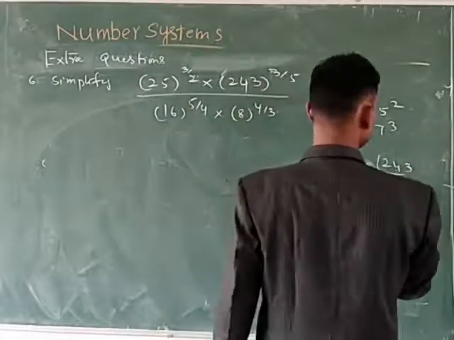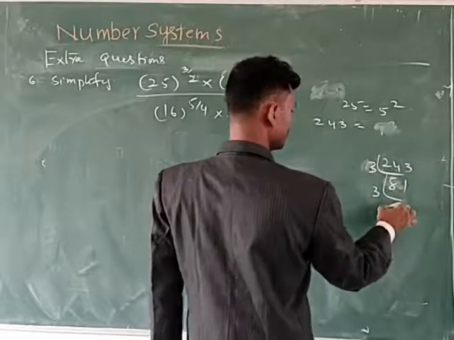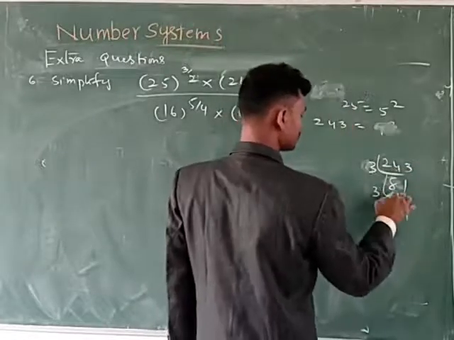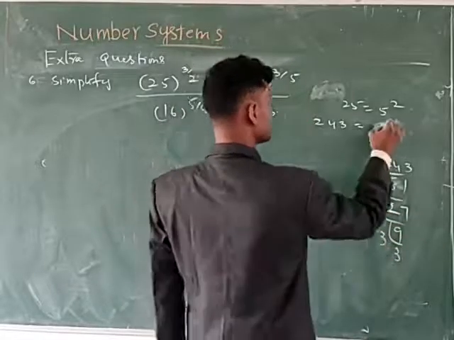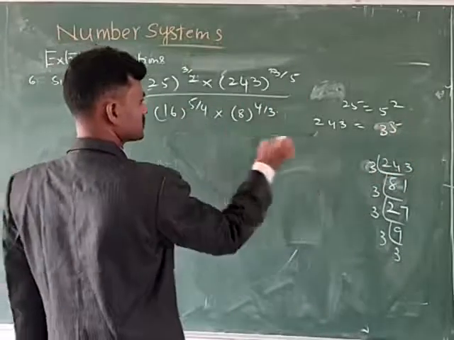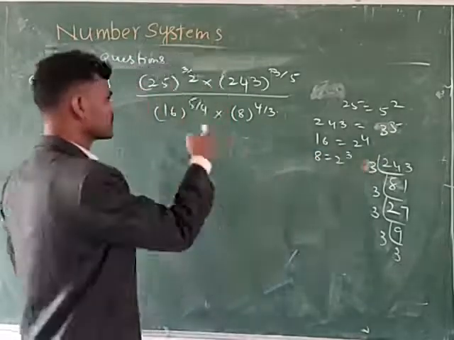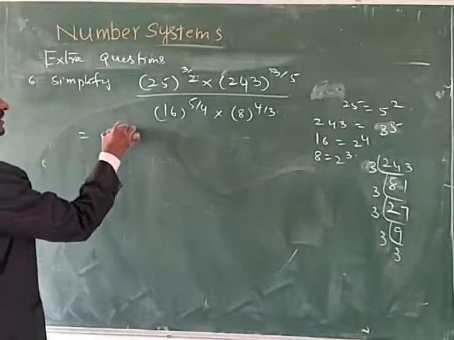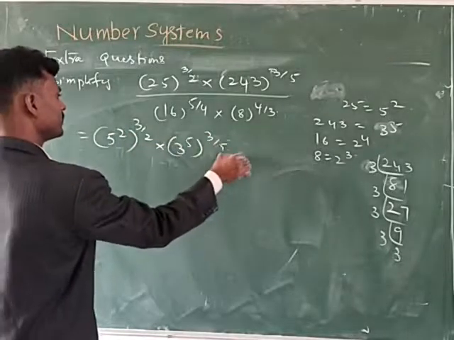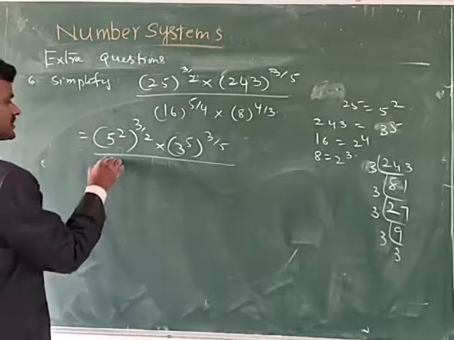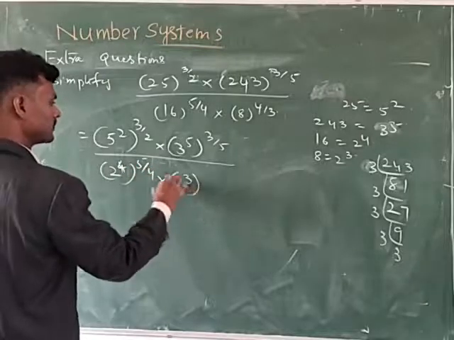Let me check: 3 8s are 24, 3 1s are 3, again 3 2s are 6, 3 7s are 21 and 3 9s are 27. 3 3s are, 1 2 3 4 5 times, 3 power 5. Next one, 16 is written as 2 power 4, next 8 is written as 2 power 3. Now you can substitute each and every value, very easy. 5 square whole power 3 by 2. Next 3 power 5 whole power 3 by 5 divided by 2 power 4 whole power 5 by 4 into 2 cube whole power 4 by 3.